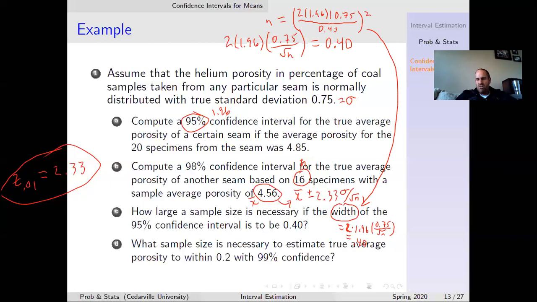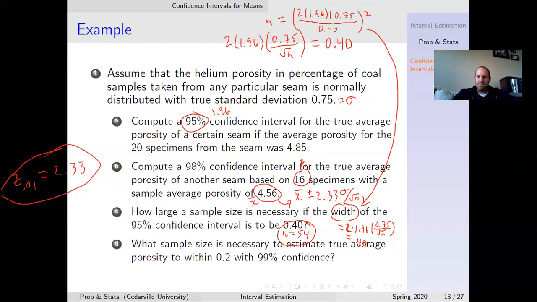Actually, here I'll compute that just for completeness' sake. That's 2 times 1.96 times 0.75 divided by 0.4, and then I'm going to square this thing. I get 54. So our n here ends up being 54. What's amazing is that it doesn't really depend on what X bar is. Remember, the width of the interval is not random here.